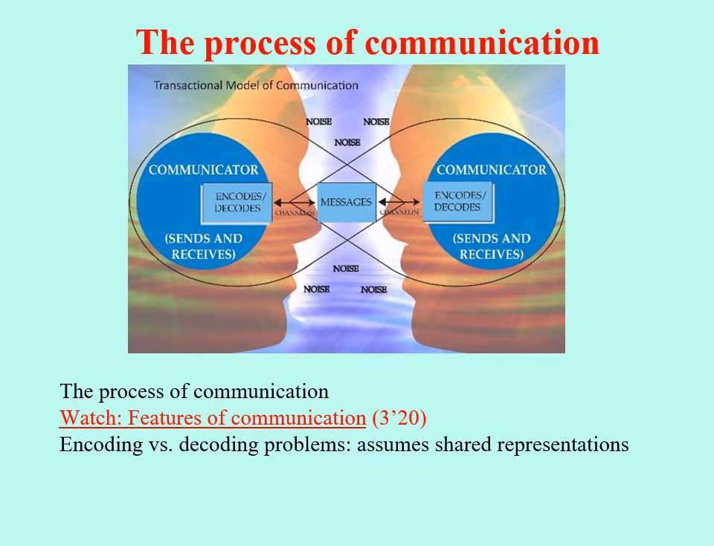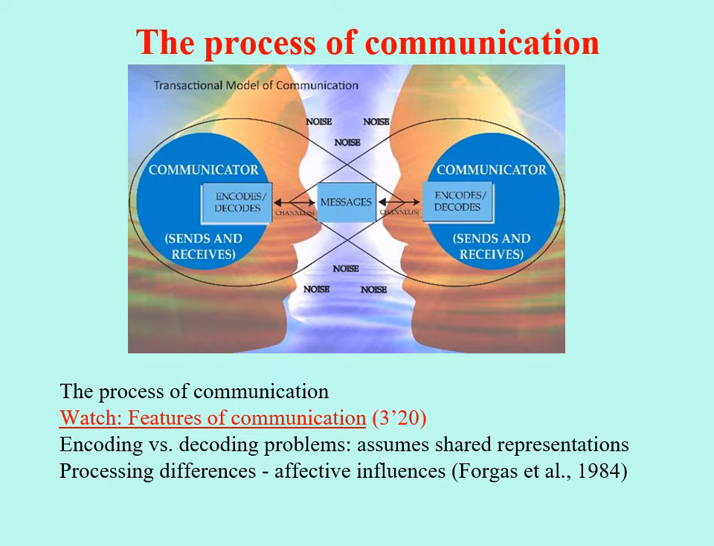The encoding and the decoding of messages represents a very complex and challenging cognitive problem, and often only works properly if the sender and the receiver already have a great deal of shared knowledge, shared cognitive representations. These processing effects can be very important, as we will see later. Sometimes even the affective state or the mood of the sender or the receiver can bias the way the message is interpreted.